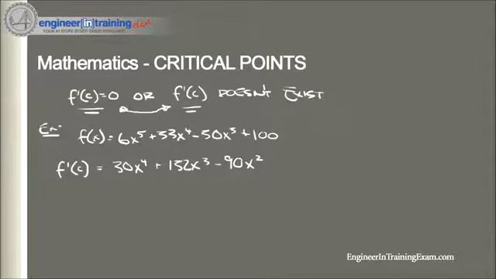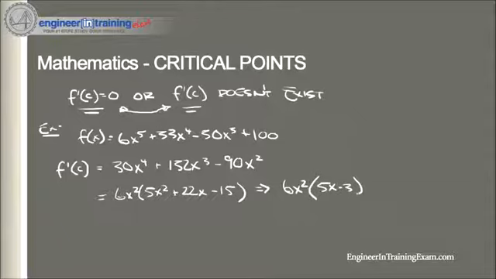Now let's factor this equation as much as we can. This will help us find the critical points, or where the derivative of the function is equal to 0. So we got 6x squared times 5x squared plus 22x minus 15. And we can break that down even further: 6x squared multiplied by 5x minus 3 times x plus 5.